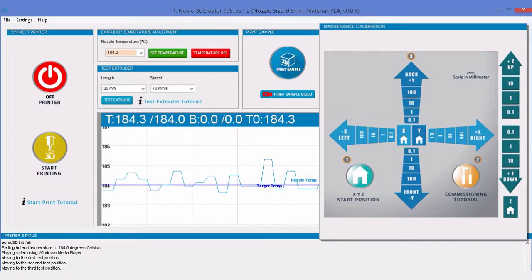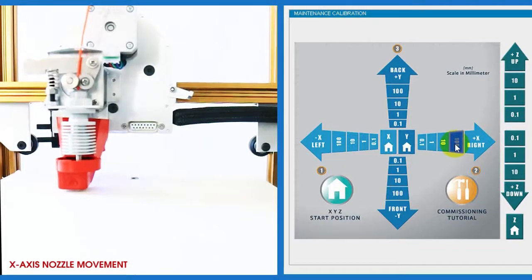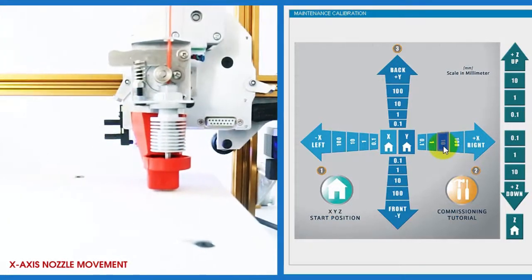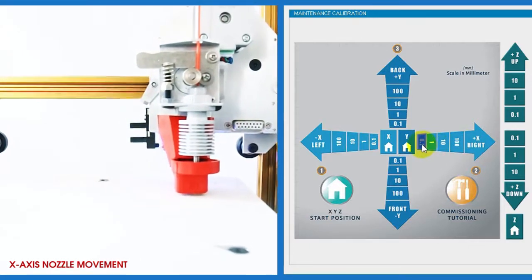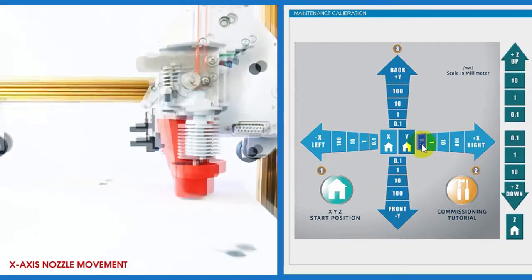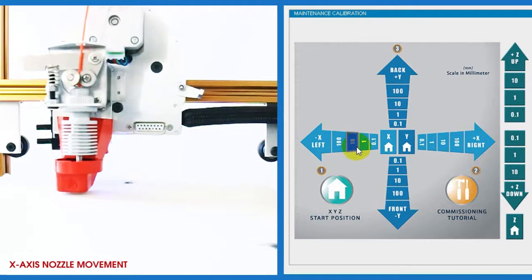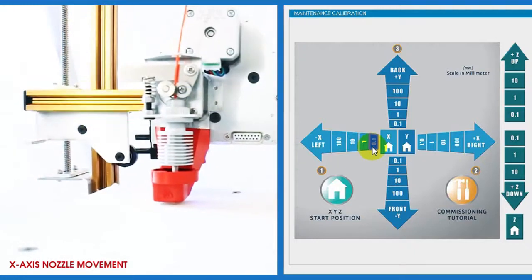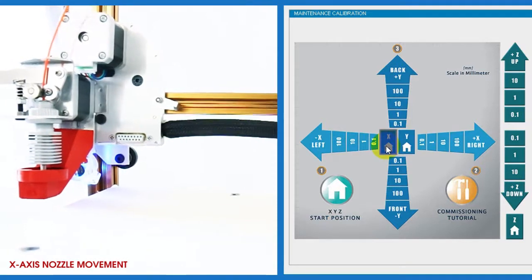The Maintenance Calibration section allows the user to manually move the nozzle to their desired location. The positive X right button moves the nozzle to the right by either 100, 10, 1, or 0.1 mm. The negative X left button enables you to move the nozzle to the left by either 100, 10, 1, or 0.1 mm. The X home button moves the nozzle back to its X-axis home position.